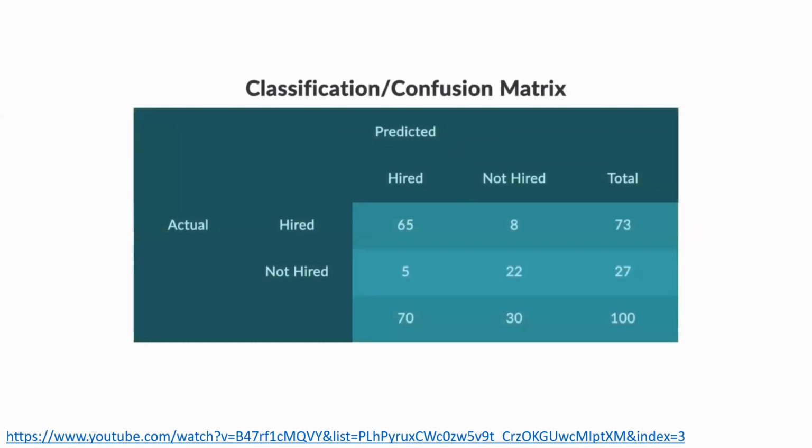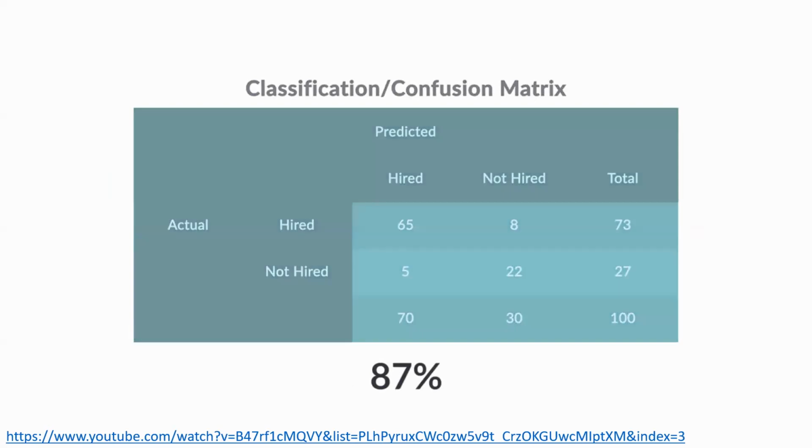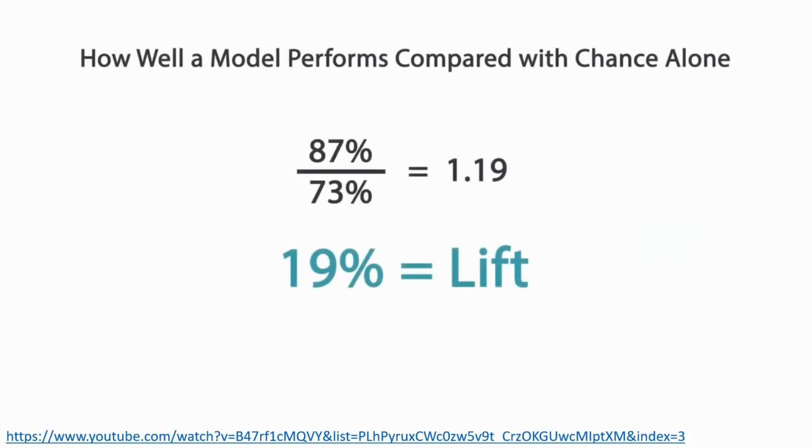We can measure how well we did. Two common measures are the classification confusion matrix. It told us we got 87% correct, and lift. Our lift was 1.19 or 19% better than chance alone.